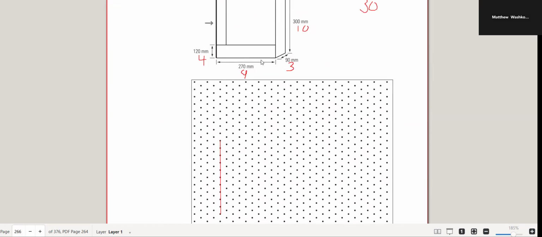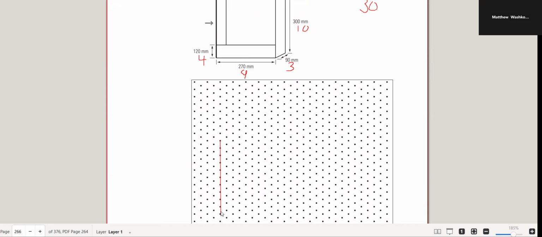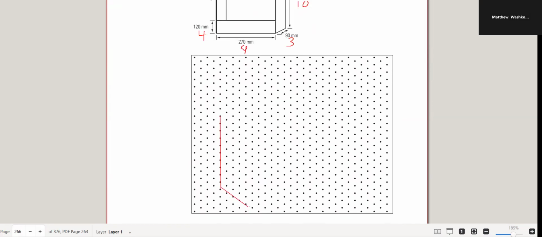So now let's keep going this way. Remember, I need to go 9 units. This is not how you do it, though. I need to go 9 units at a 30-degree angle. That means I either go this way, or it's going to face this way, which is the easier option in this case. So I'm going to go up by 9 units: 1, 2, 3, 4, 5, 6, 7, 8, 9 units.